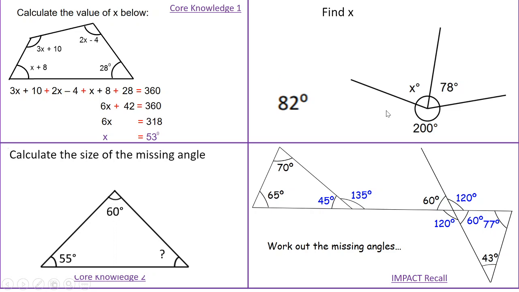Okay, we know angles around a point are a full turn, so they should add up to 360. So we've got to do 360, take away 278, and we're left with 82. And like I mentioned earlier, angles in a triangle add up to 180 degrees. So we add these two together and we take them away from 180. So the missing angle is 65 degrees.